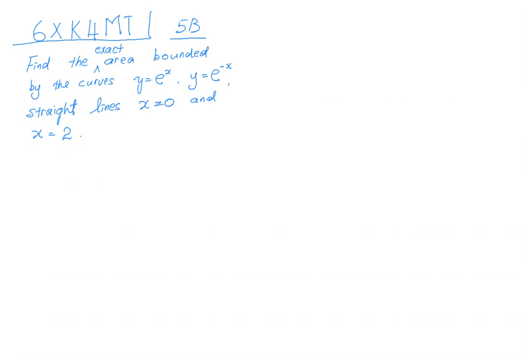Please mark your attendance. Okay, then please copy down this question. Find the exact area bounded by the curve y equal to e to the power x, y equal to e to the power negative x, straight line x equal to 0 and x equal to 2. So what is the difference between this question and the rest that I give? I didn't give you the graph, so you yourself have to draw the graph.